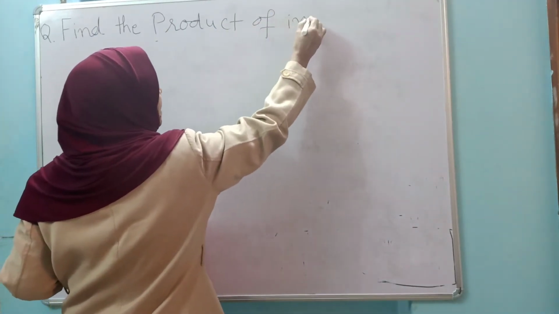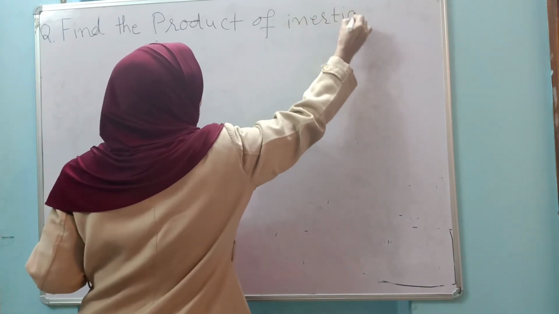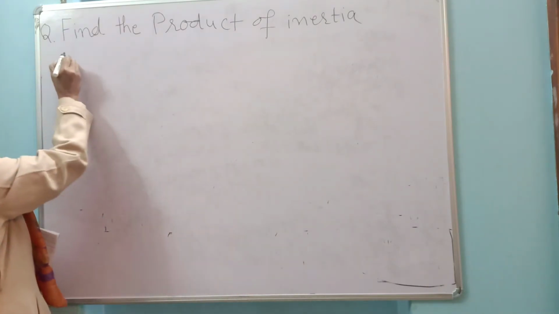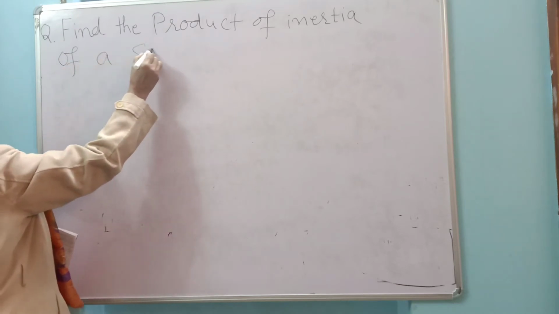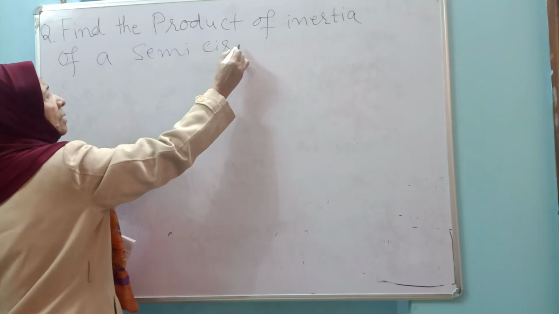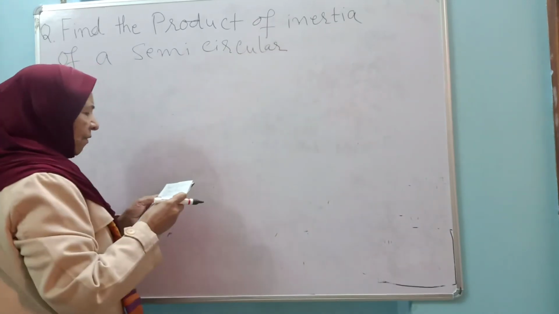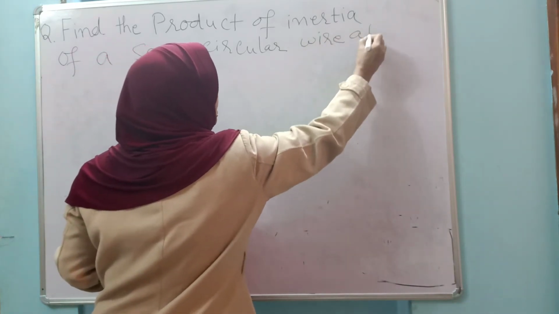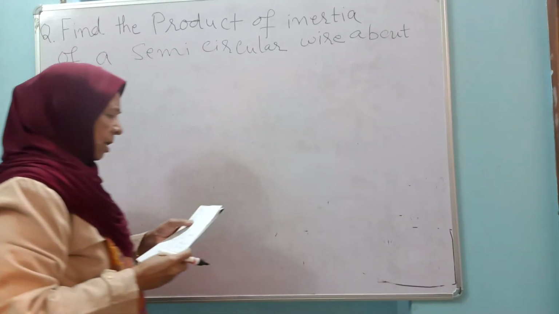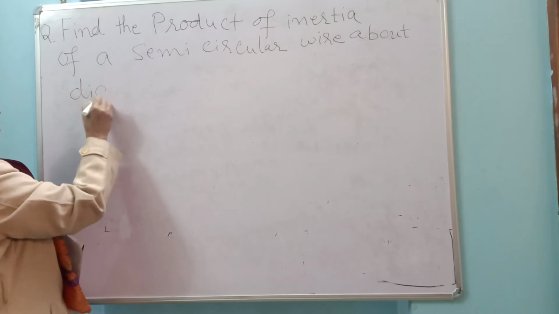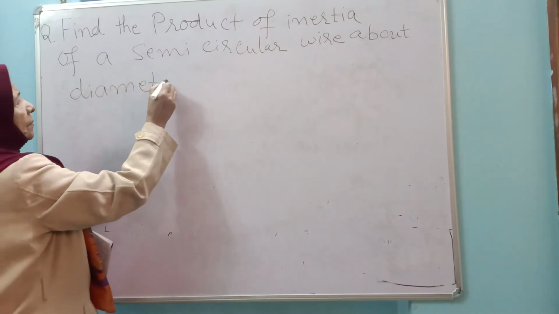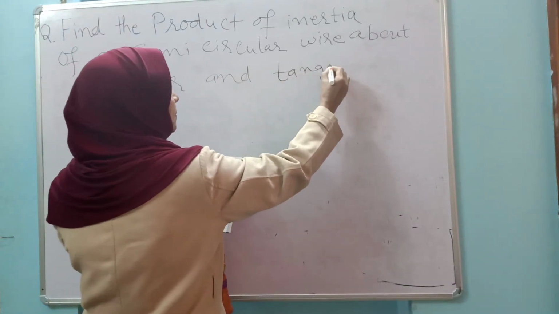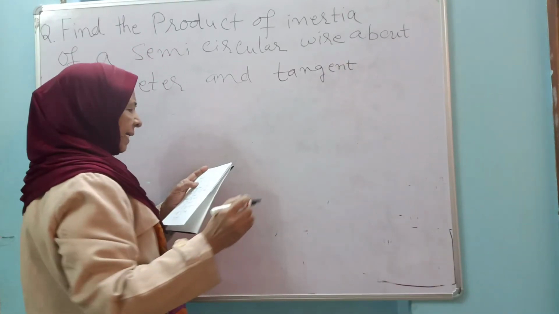I have chosen some important questions which will give you standard methods to solve the questions. Find the product of inertia of a semicircular wire about diameter and tangent at its extremity.